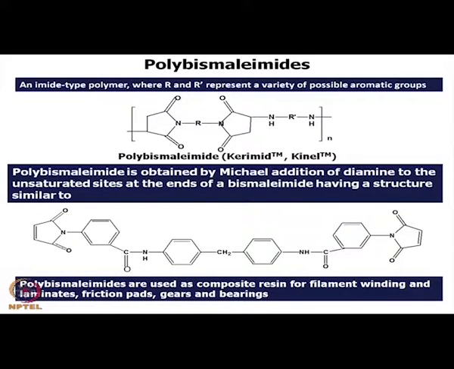Now, we were discussing polyimides. Here is an example of a polymer known as polybismaleimides. That means maleic anhydride has been used as one of the reactants to form a polyimide. In case of Kapton synthesis, you have seen that a dianhydride was used. That means two anhydride groups were attached to a phenyl ring.